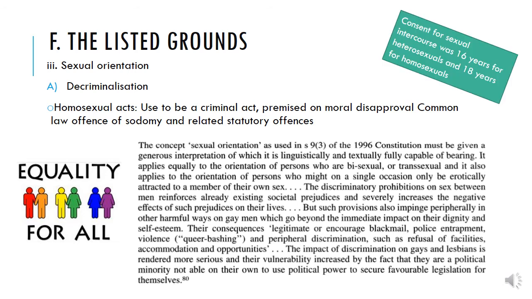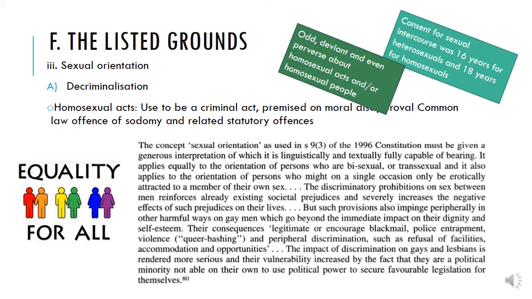Now, provisions of the now repealed legislation include the following. In the legislation, the age of consent for sexual intercourse between heterosexuals, between a man and a woman, was 16 years, for example, and for homosexuals, it was 18 years. Now, the problem with that, according to the court, was that these sections create the idea that there's something odd, deviant, or even perverse about homosexual acts and or homosexual people. And due to that, the act was then repealed.